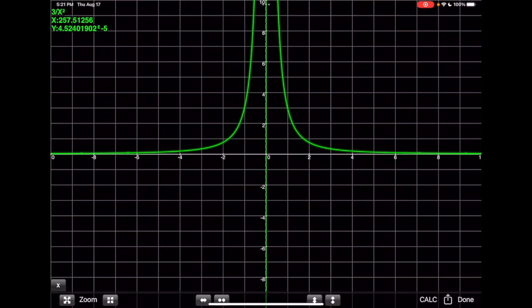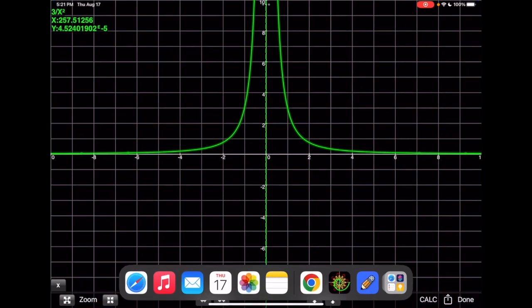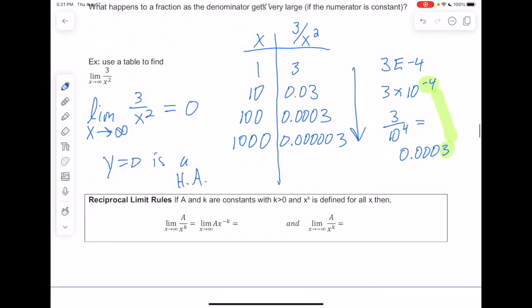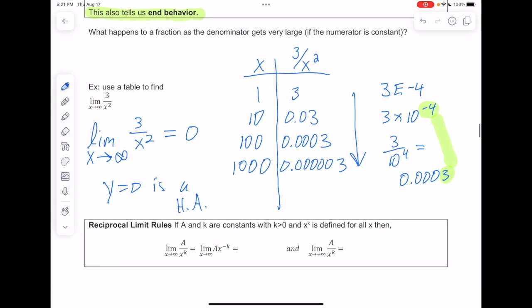But there's the graphical view of what we just did with the table, and it really seems like the heights are approaching 0 the further we go out to the right or to the left. So back to the notes, make a couple comments on that. It turns out that's going to always be true. If your value of k is positive, then the limit as x goes to infinity or negative infinity of a over x to the k is going to be 0.